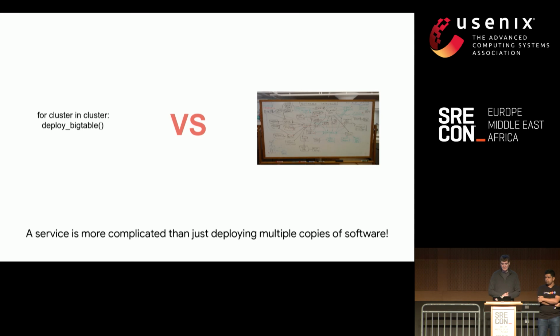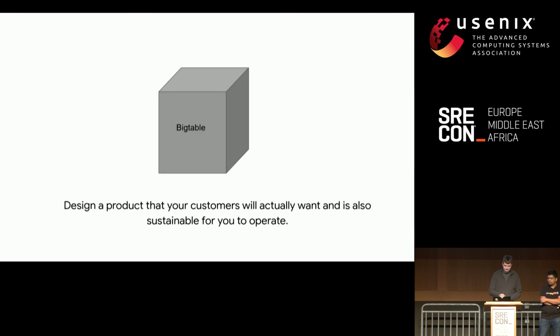A service is more complicated than just deploying multiple copies of a software. We thought that we'd make everyone's life easier by just running this for loop, but it turned out we built this whole system kind of by mistake. Try not to fall into this trap like we did and inadvertently build 2 systems that don't work well together. Try and design a product that's actually sustainable, that does something for your customers, that fits together, that's cohesive, and it's also sustainable for you to operate.